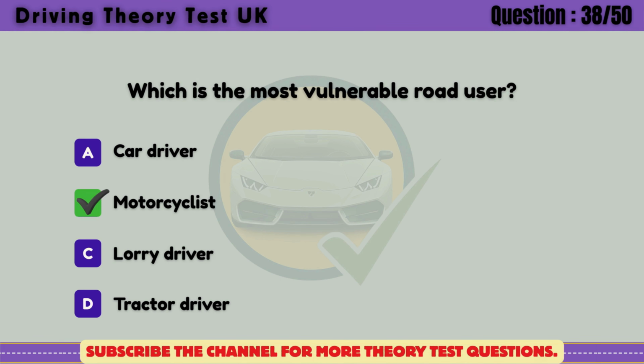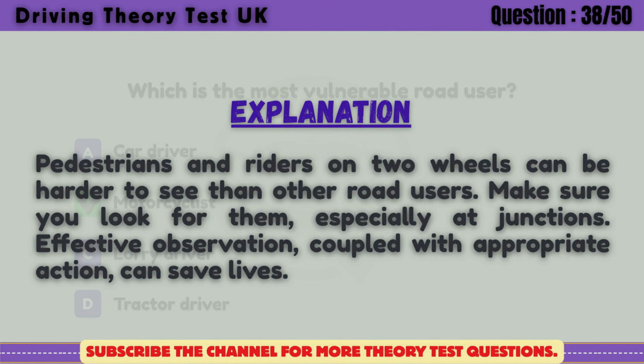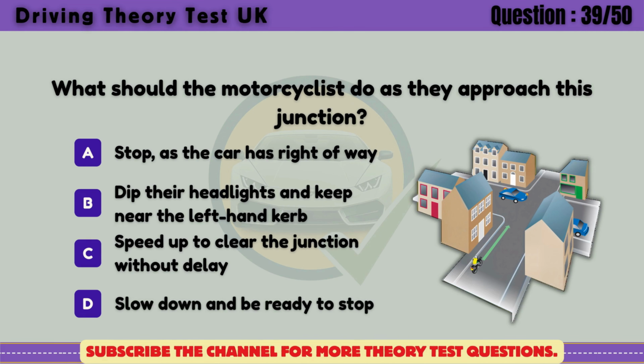Answer is B. Motorcyclist. Pedestrians and riders on two wheels can be harder to see than other road users. Make sure you look for them, especially at junctions. Effective observation, coupled with appropriate action, can save lives. Question 39. What should the motorcyclist do as they approach this junction?